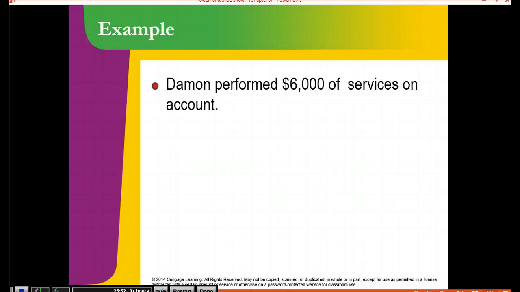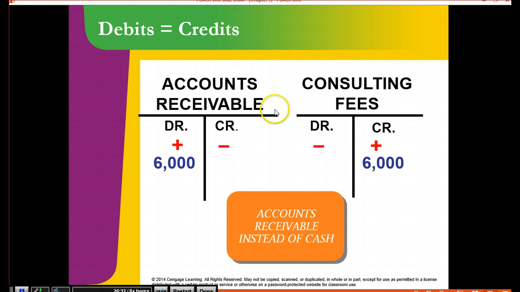Damon, in this case, performs $6,000 of services on account. Now, we just talked about this. Performing services is going to be revenue related. So I know the $6,000 is going to go to the consulting fees revenue account. Now, I said you get one of two assets. It's either accounts receivable or cash when you perform services. If they don't pay you cash, then it goes into accounts receivable, and it does say on account here. So that means that the money that's owed to you goes into accounts receivable. So consulting fees and accounts receivable.